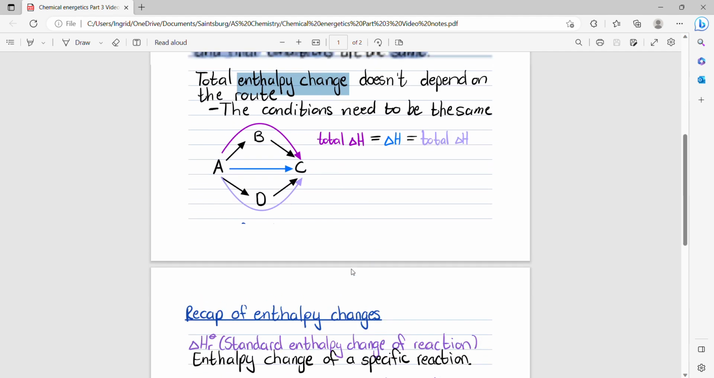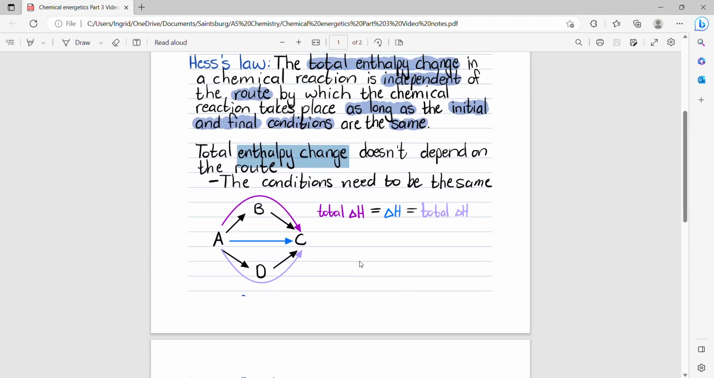Then here is just an example to show you. So let's say I have A and I want to get to C, whatever C is. Now there are three ways that I can do it. I can go from A to B and then from B to C to get C. Or I can go straight from A to C. Or I can go from A to D and then from D to C.